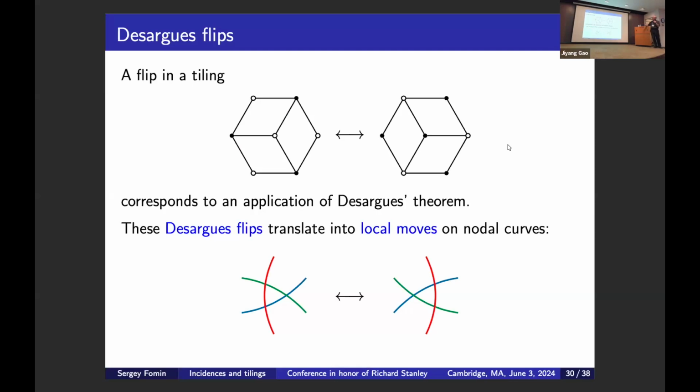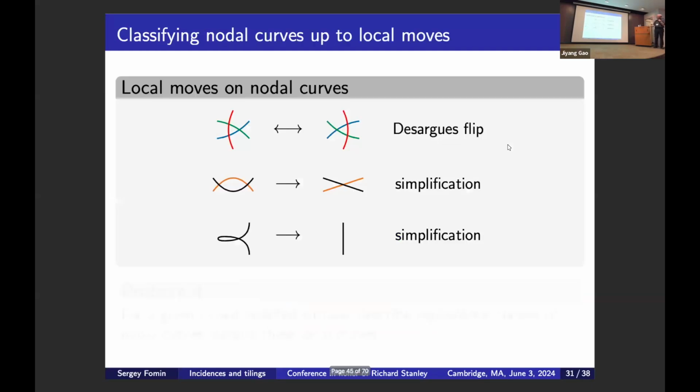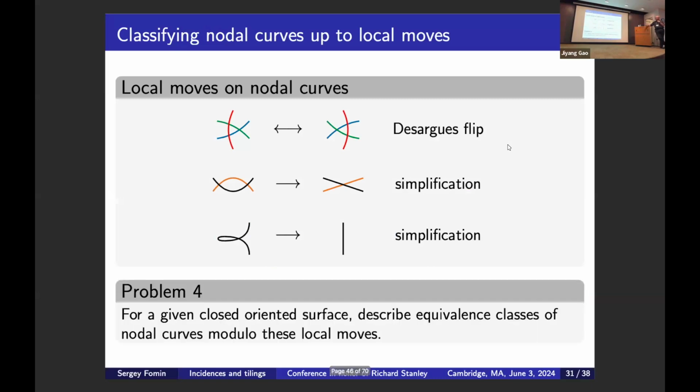And so theorems which are equivalent modulo Desargues correspond to multi-curves that can be obtained from each other by these local moves. Along with those moves, there are some simplification moves, which are analogs of Reidemeister 2 and 1. And this naturally leads to a problem which I think we now know how to solve thanks to Rick Kenyon.